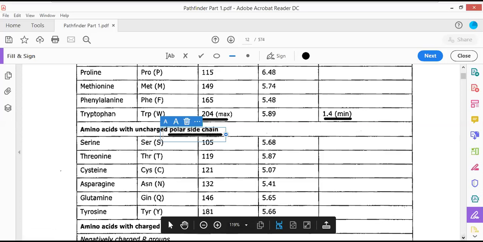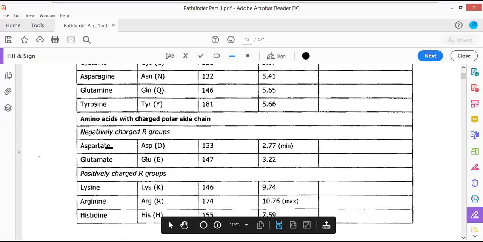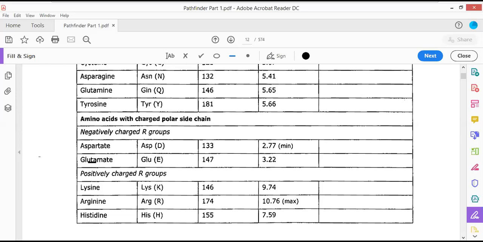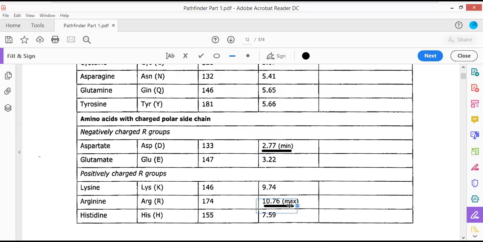Amino acids with charged polar side chain. Now, which are those amino acids with charged polar side chain? All the basic and the acidic amino acids. Acidic are aspartate and glutamate with the minimum isoelectric point of 2.77 and the maximum that of arginine. Arginine structure contains a guanidino group.